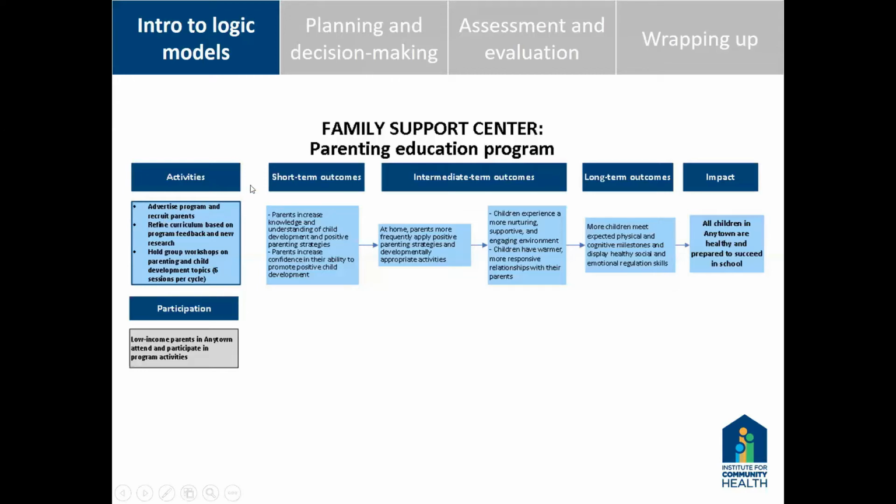As far as the chain of logic that happens, with the short-term outcomes, parents increase in knowledge and understanding of child development and positive parenting strategies. We also see parents increase their confidence in their ability to promote positive child development. So again, we started with short-term outcomes: what changes in people's attitudes or knowledge, or what kind of changes in their minds.